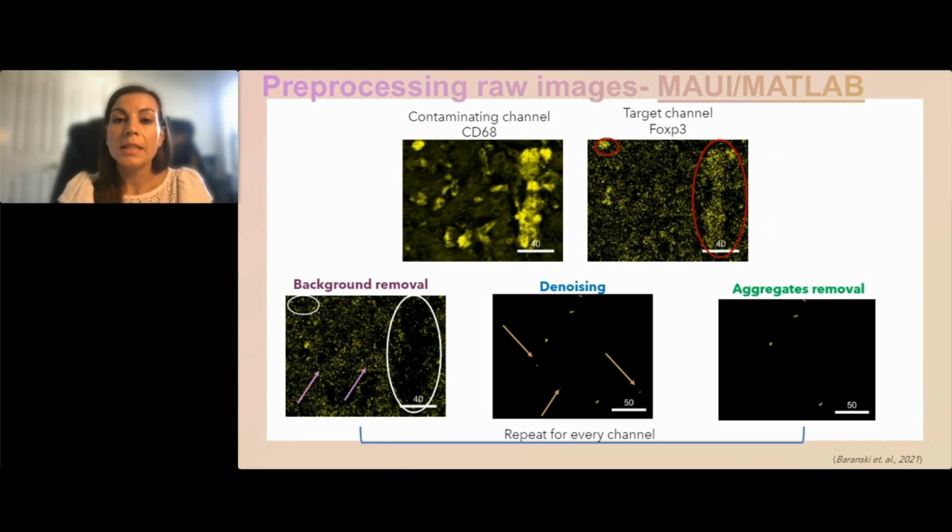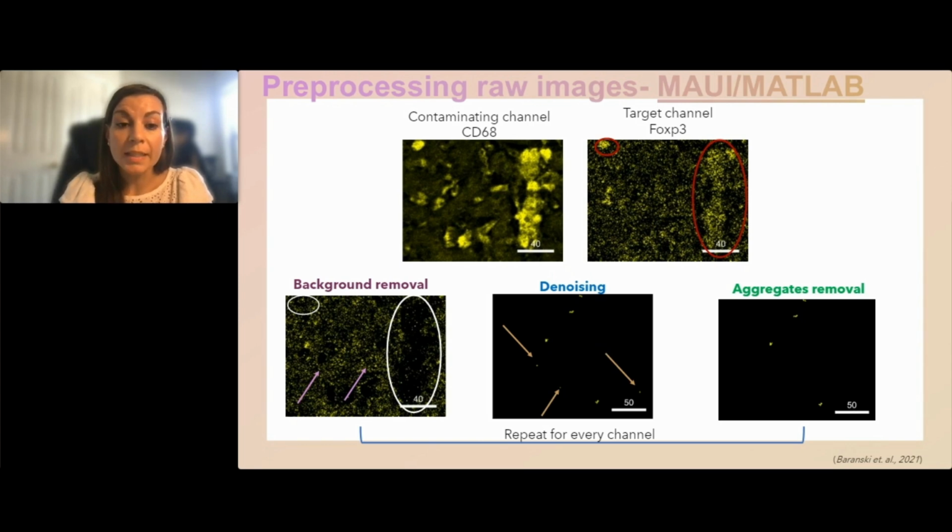And we used this pipeline called MAUI that was developed by Baranski et al. It's a MATLAB-based pipeline where, using 3 steps called background removal, denoising, and aggregates removal, we can actually improve the signal of a specific marker. In particular, you can see here that after background removal, meaning subtracting CD68 from a non-CD68 channel, we are getting rid of the improper signal.